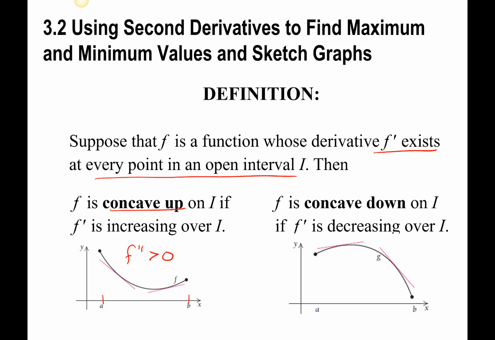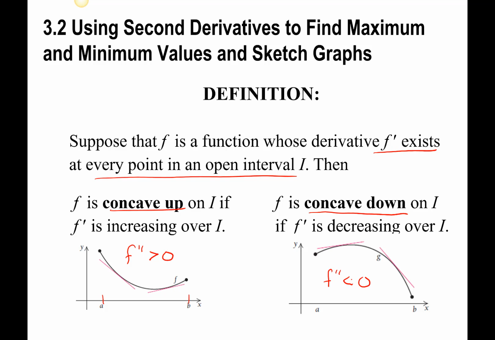Similarly, if the slope is decreasing, that means getting smaller. It goes from 3 to 1 to 0 to -2. That's moving in a negative direction. Okay? If the slopes are decreasing, what you have on that interval is something that is concave down. You can tell it's concave down if the second derivative is less than 0.